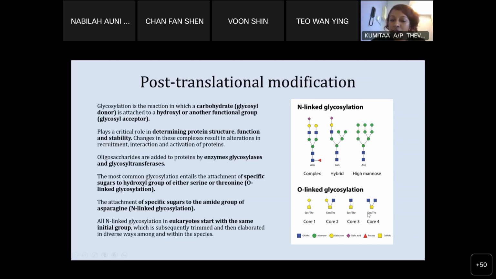All N-linked glycosylation in eukaryotes starts with the same initial group, which is subsequently trimmed and then elaborated in different ways among the species. So you do see that it can be quite diverse, especially in N-linked glycosylation. That's why they have different groups for it: complex, hybrid, and high mannose, whereas O-linked glycosylation is a bit simpler.